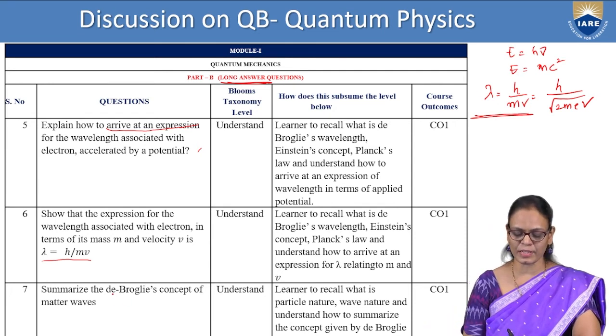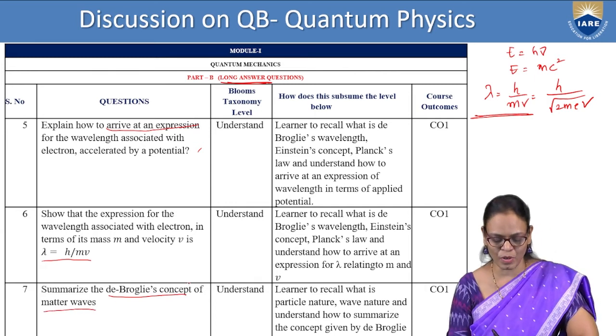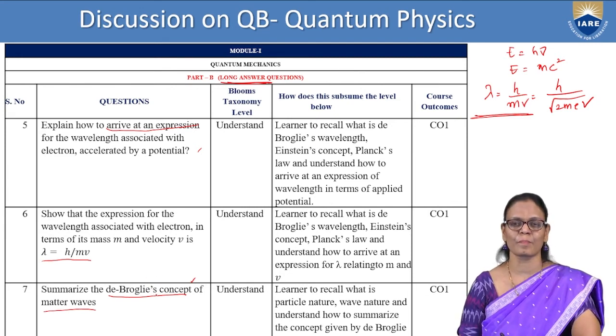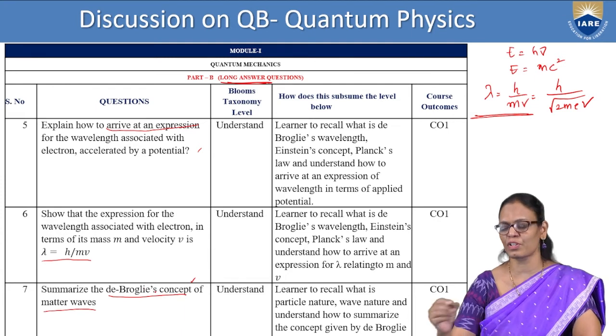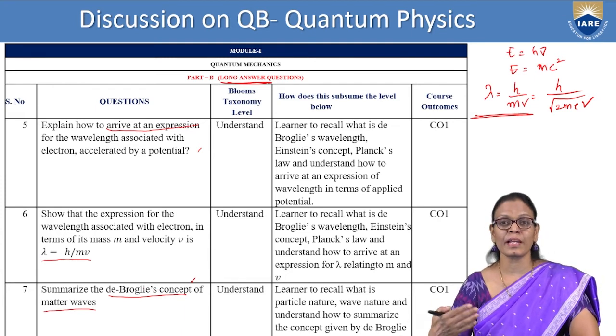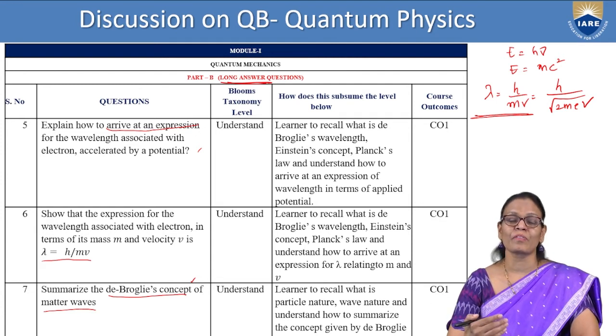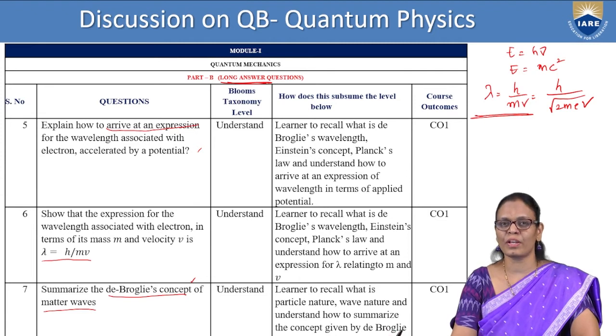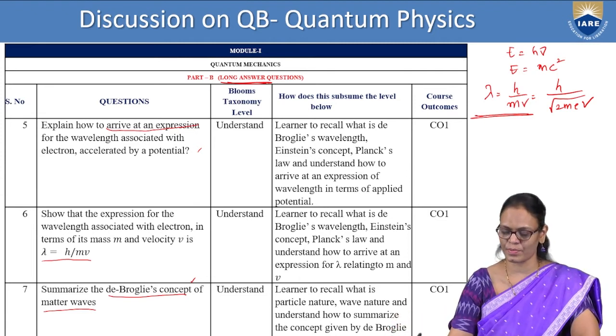Then summarize the de Broglie concept of matter waves. So what is the de Broglie concept? First we'll have to explain what all he considered. The bold suggestion or the hypothesis that he has put forward, first you have to state. Then you will have to explain in what situations we can consider it a particle and where we can consider it as a wave. So step by step you will have to explain de Broglie's concept.